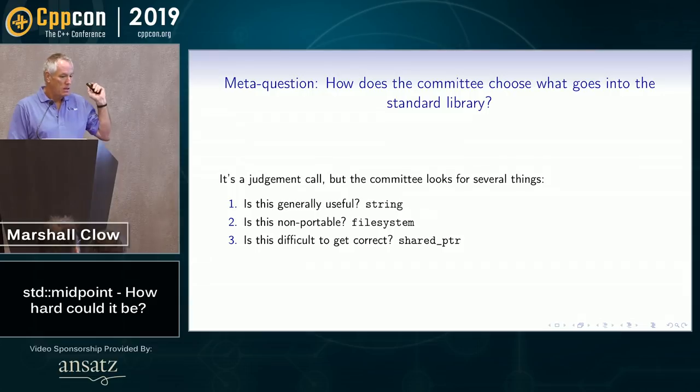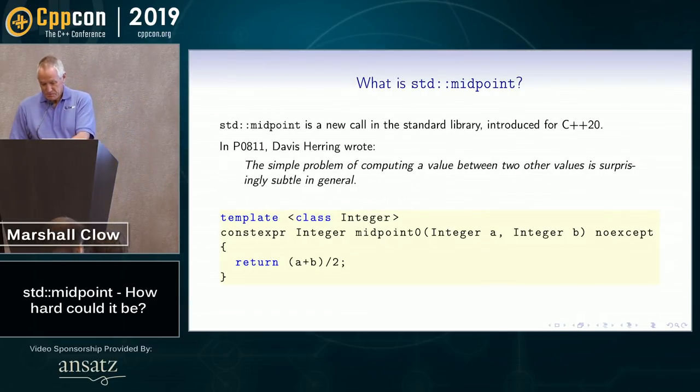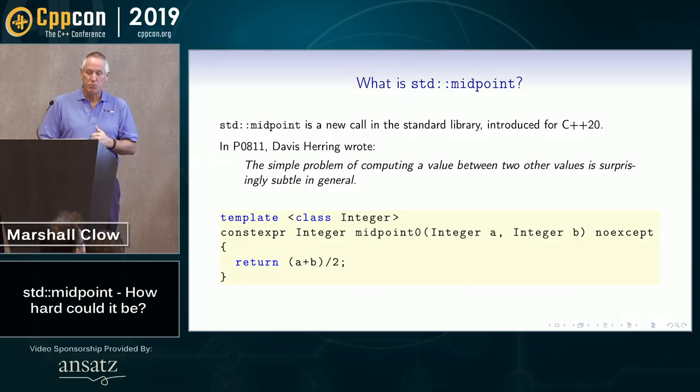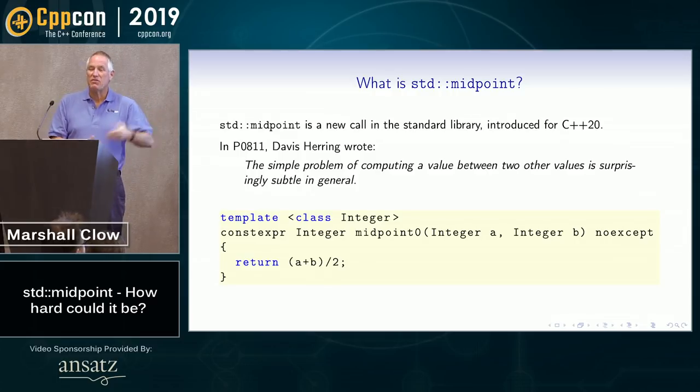Anyway, one of the things that was added for C++20 was a very simple call called std::midpoint. You give it two numbers and it will return to you the middle, basically. Not really the average, but the midpoint between them.